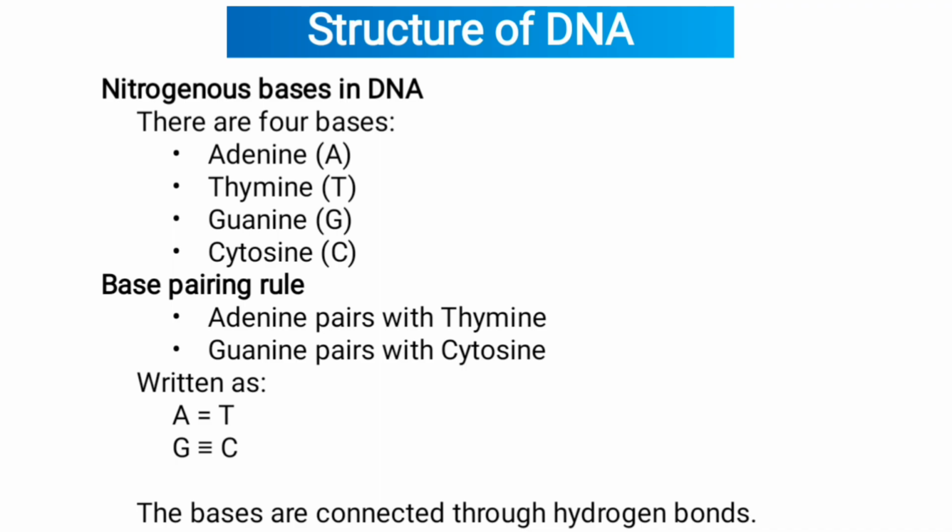Nitrogenous bases in DNA. There are four bases: adenine, thymine, guanine, cytosine. Base pairing rule: adenine pairs with thymine, guanine pairs with cytosine. Guanine pairs with cytosine through a triple bond, while adenine pairs with thymine through a double bond. The bases are connected through hydrogen bonds.